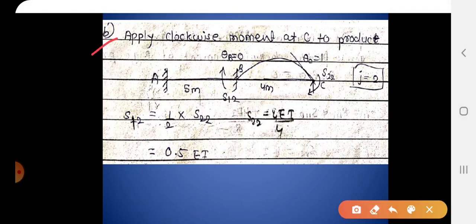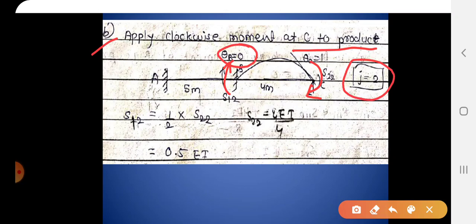Now go to part B, theta C equal to 1. We have to produce theta C, the second redundant, equal to 1. Therefore, provide a moment at C, and it will be carried over to end B, because B is now a fixed support, to produce theta B equal to 0. Now as this is part B, J is equal to 2.